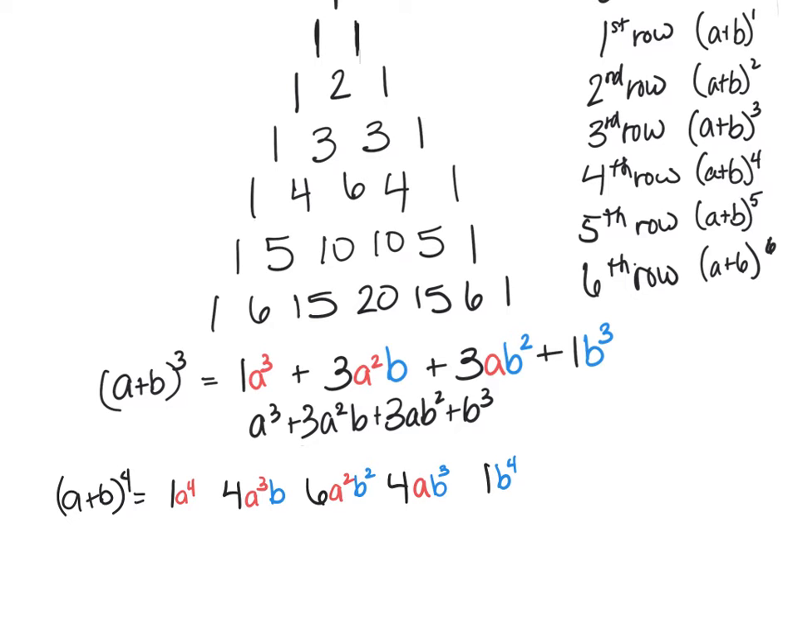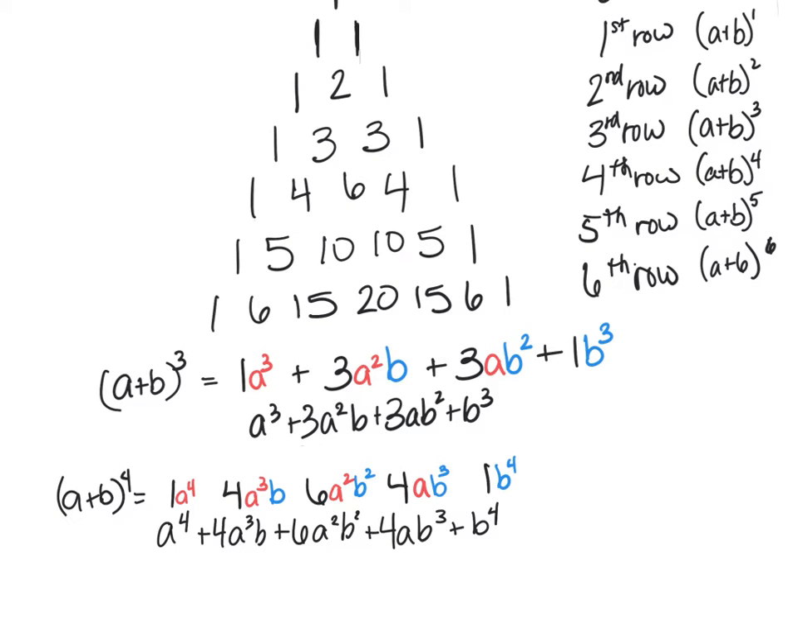So my polynomial, because it's plus in the middle, is a to the fourth plus 4a cubed b plus 6a squared b squared plus 4ab cubed plus b to the fourth.